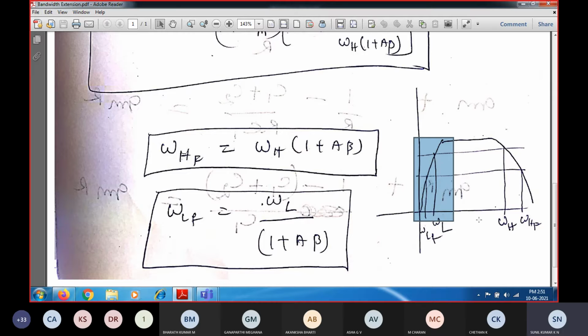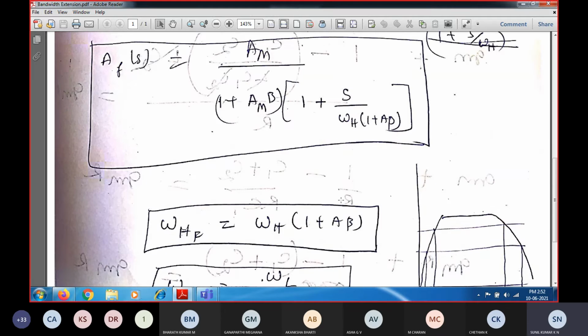So omega h minus omega L corresponds to the bandwidth of this amplifier. If you draw a 3 dB line, it intersects at the higher frequency range as well as the lower frequency range, and the vertical lines correspond to 3 dB at the higher and lower frequencies. The difference omega h minus omega L gives the bandwidth of that amplifier. Now for that common source amplifier, if I employ negative feedback, what will happen?